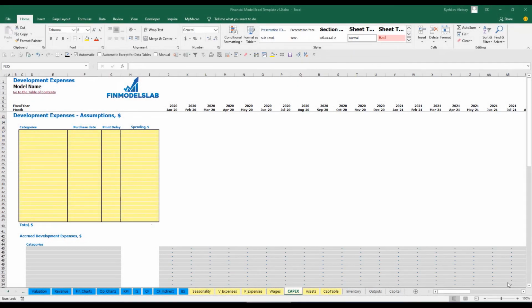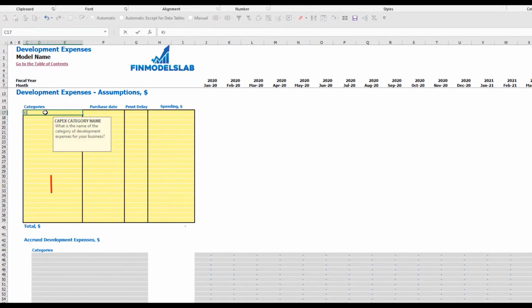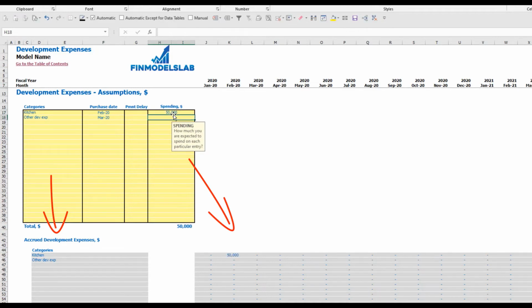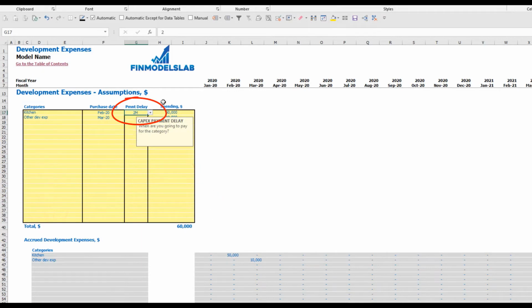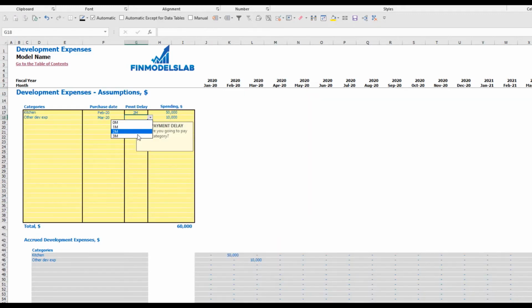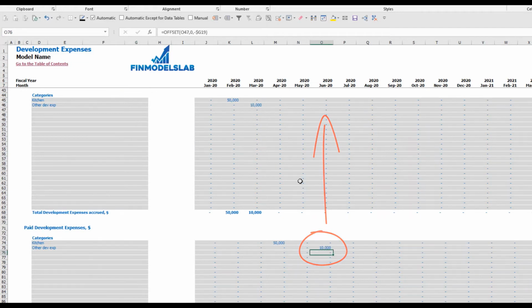You may input up to 20 development expenses categories. Let me give you a couple of real examples. For example, this will be kitchen and other development expenses. You can input a purchase date for each category, for example, February and March. You can input spending, $50,000, $10,000, for example. You can also use the payment delay feature, which means that if you select 2 months for the kitchen, you will pay in April for the kitchen, and for example 3 months for other development expenses, which means that you will pay for it in June 20.